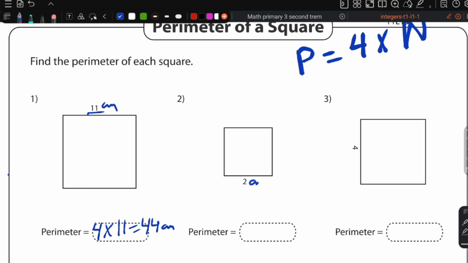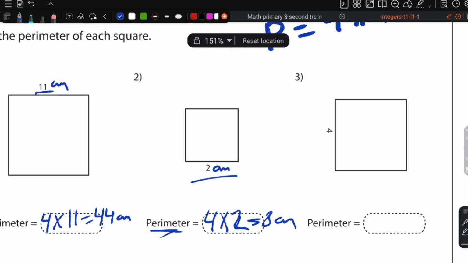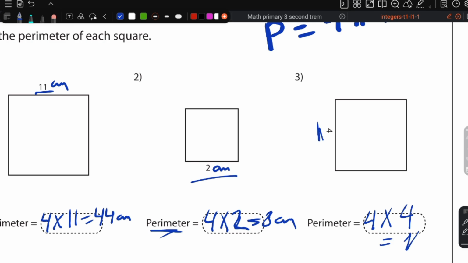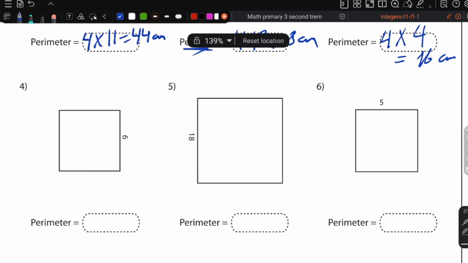Okay, so this is 2 centimeters. And he asked me about the perimeter. The perimeter is what? Yes, exactly 4 times the side length. The side length in my square will be 2. So 2 times 4 will be 8 centimeters. If I look at this third square here, I have 4 centimeters, and he asked me about the perimeter, and the perimeter will be 4 times the side length. By coincidence this is also 4, so 4 times 4 will be what? Yes, exactly 16 centimeters.